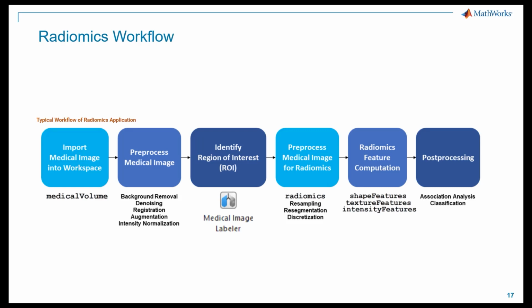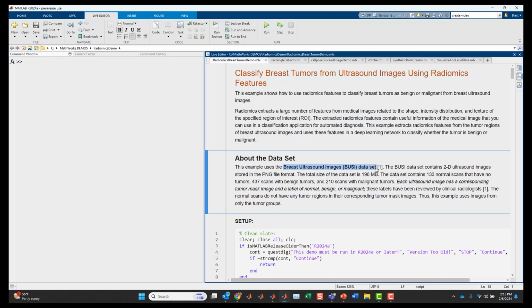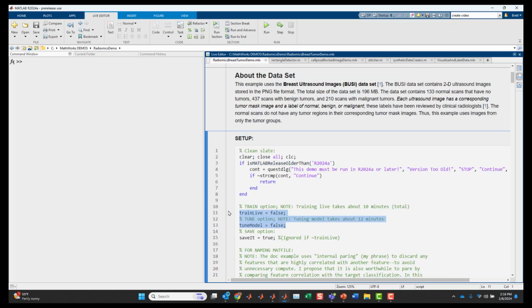So let's go to MATLAB and see what this looks like. Here we are in MATLAB, and I'm going to access images in the breast ultrasound images dataset. This is about 200 megabytes worth of imagery that has been reviewed by clinical radiologists. These radiologists have gone through and segmented tumors in those images and labeled them as either benign or malignant. So to start, as usual, I'm going to clean up my workspace. I'm not going to train or tune any models live. I'm going to show you how to do that, but it takes too long to show it live.